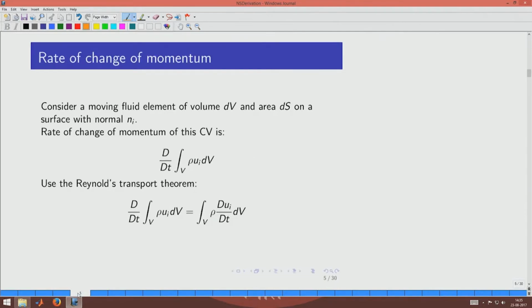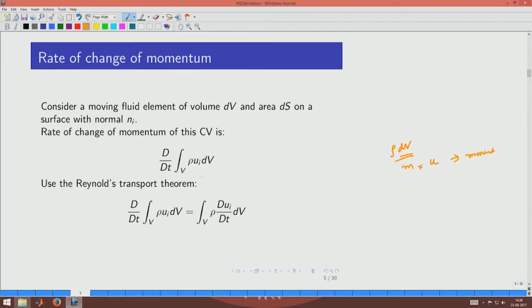Now we look at what it is that we are going to change. The momentum is changing because forces are acting on it. This is the summary of Newton's second law. Now, we want to write the momentum as an integral. So, what we are doing is like this: rho dV is the mass, and then you multiply with the velocity and you have got the momentum.